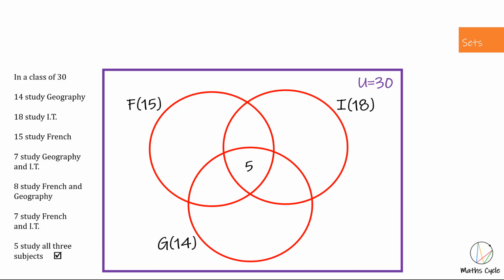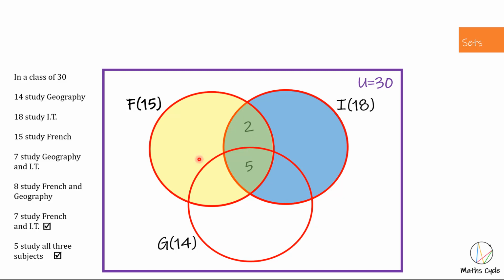7 study French and IT. So if we look at the French and IT circles, we can see the intersection here is going green. Now I already have 5 students accounted for there, but I know that 7 study French and IT, so that means I'm missing 2 students, so they are going to go into this space right here.